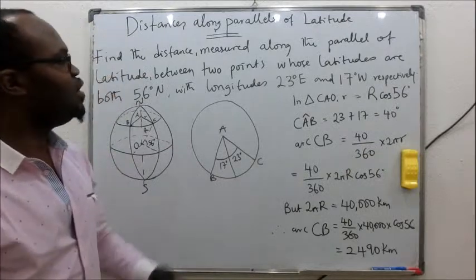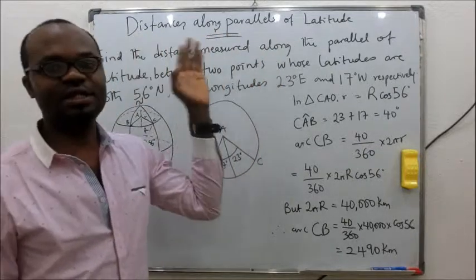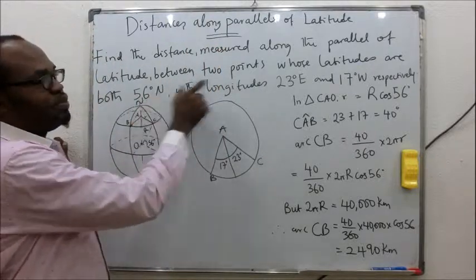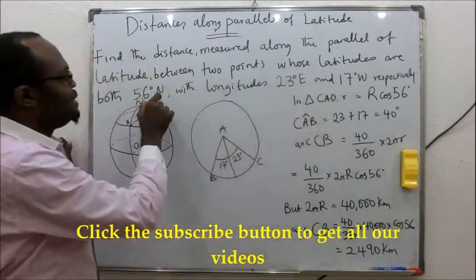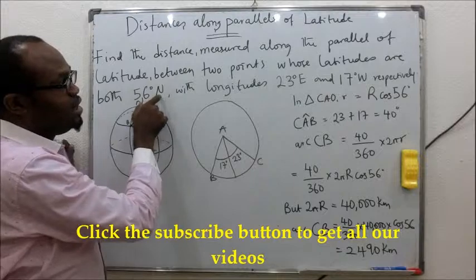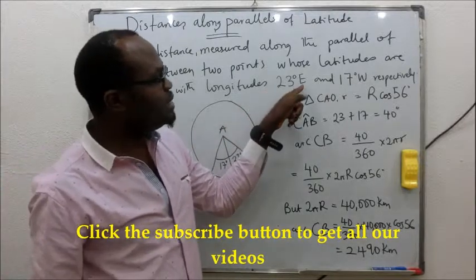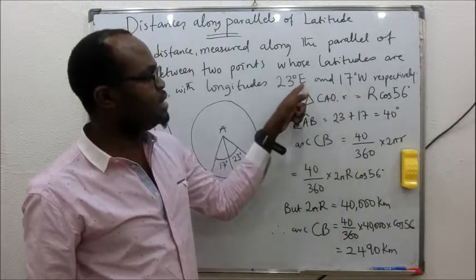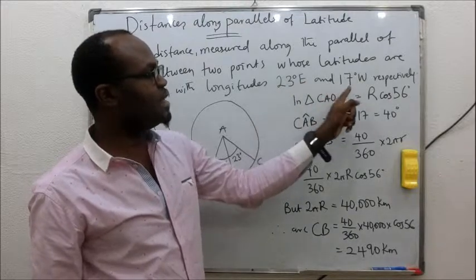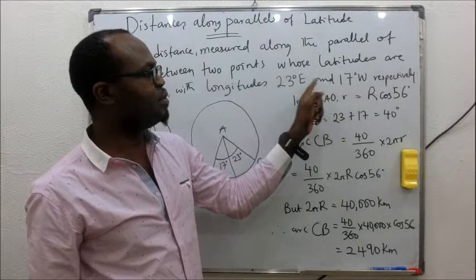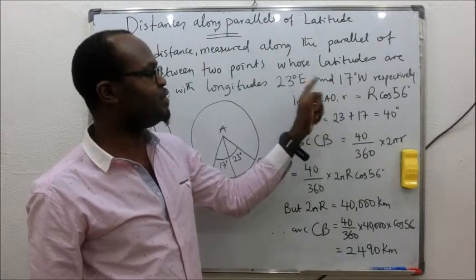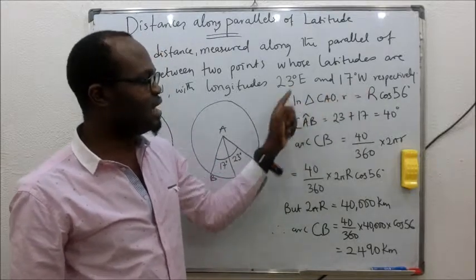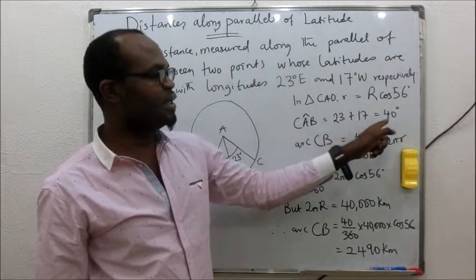Whenever we have problems of calculating distances in longitudes and latitude, given that both points have the same latitude, we check the longitudes. We check whether the directions are the same. If the directions are not the same, like this is west and this is east, that means you have to add. But if it is west-west, you have to subtract. If it is east-east, you have to subtract. But because this is east and this is west, you have to add. And that's why we added the two angles to get this.